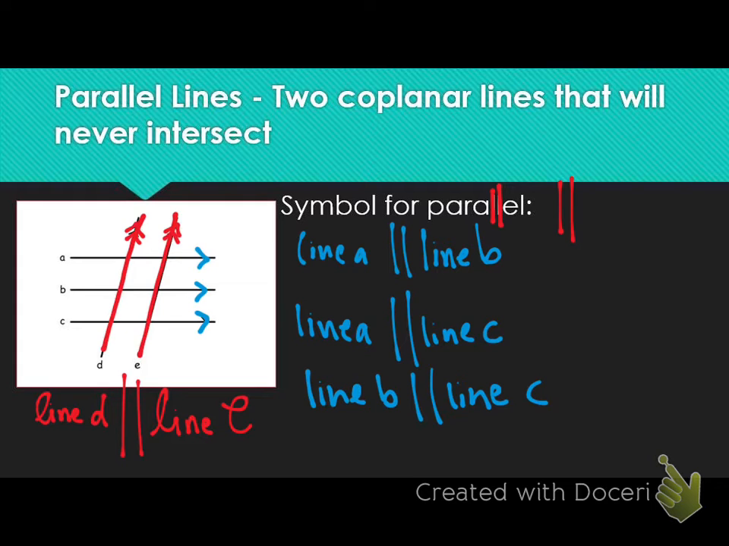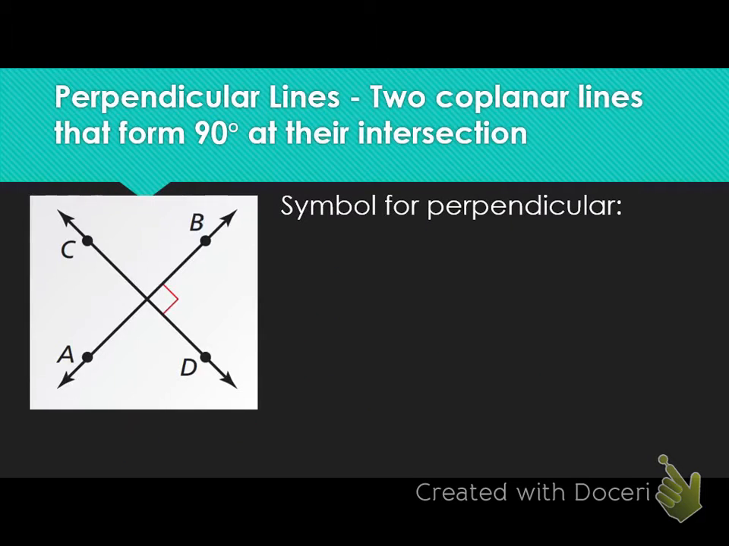The second one we learned is perpendicular. Perpendicular lines are coplanar lines that form 90 degrees at their intersection. They're coplanar lines that form 90 degrees at their intersection.